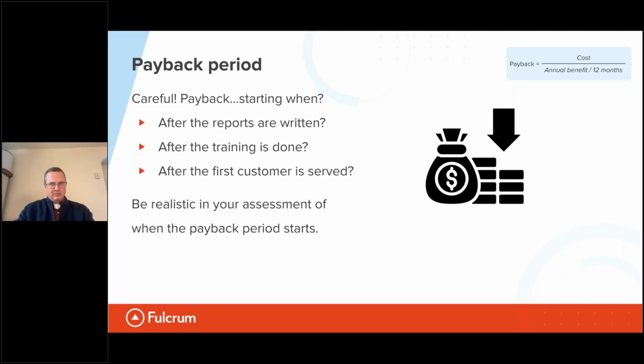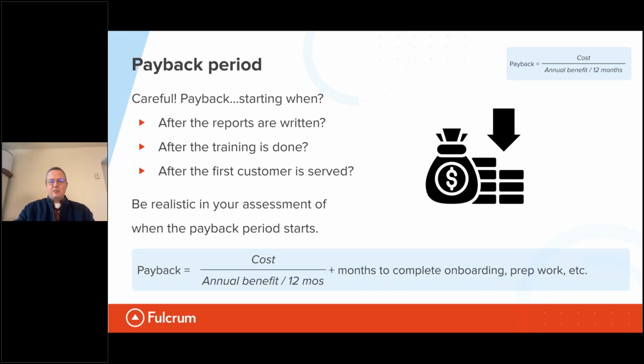So I'm going to take that formula that we figured out before and add to it the number of months, in this case months, to complete onboarding, prep work, whatever it is, to get you off the ground and make sure that your benefits are actually being seen in the organization. That's really what you want your payback period to be to your CFO. If you beat that because some benefits are going to flow earlier, great. If you don't, at least you've told the truth about when exactly it is that you expect to see them starting to get paid back for the investments that you've made.